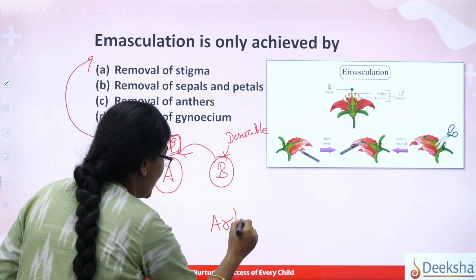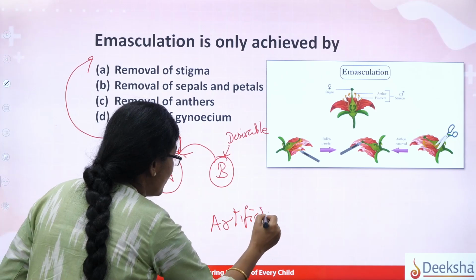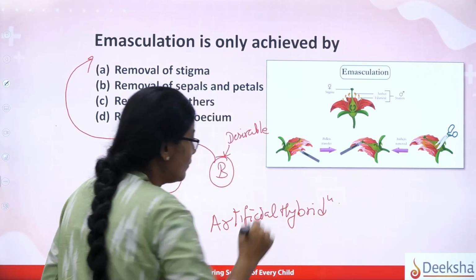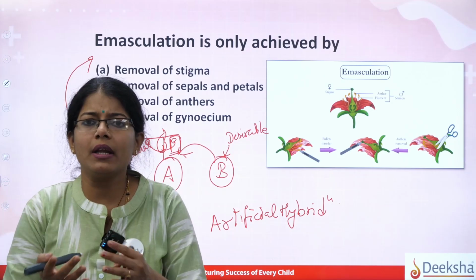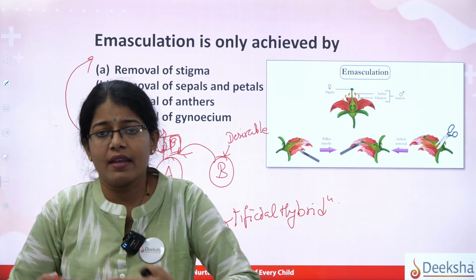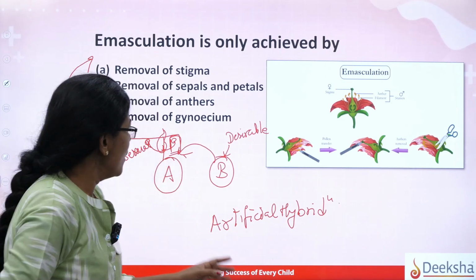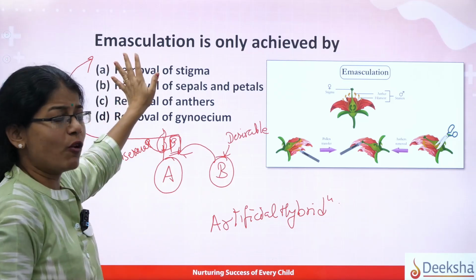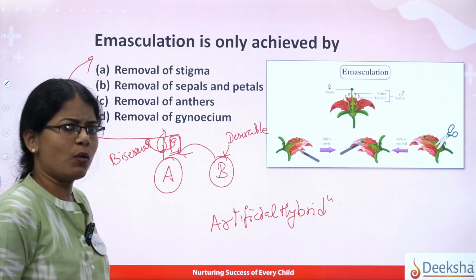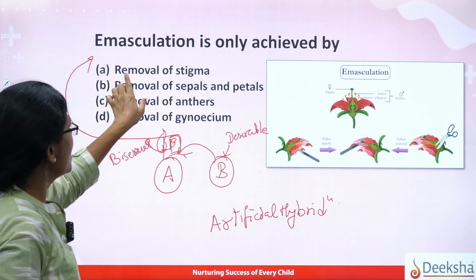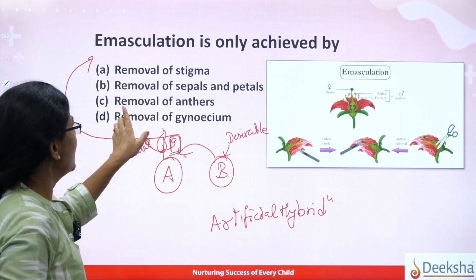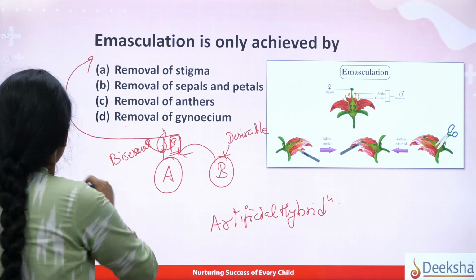So this is a very important concept of artificial hybridization, right, wherein we try to create our desired characters in the plant which is of inferior quality. Okay, so this concept involves the technique called what? Emasculation. So can you tell me the answer here? What is emasculation? Read the options. Removal of stigma, removal of sepals and petals, removal of anthers, removal of gynoecium.